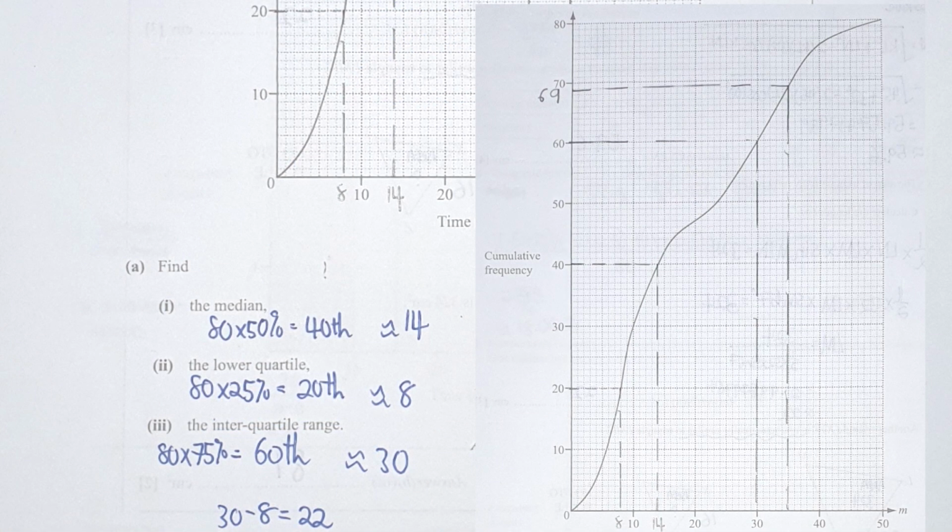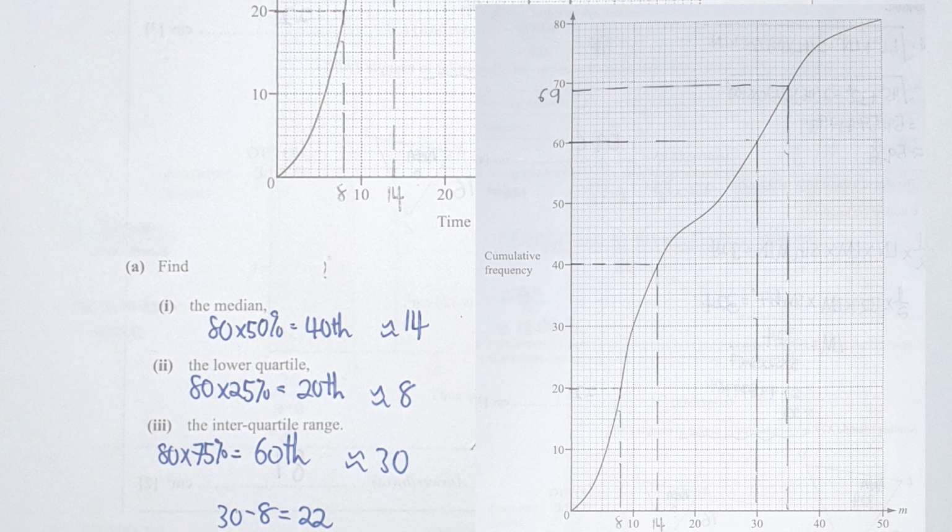Question 9. Find the median. As the cumulative frequency graph has been given and drawn for you, all you need to do is to take the total of 80 people times 50%, then you will get the 40th. So from cumulative 40th, you draw it down, it is actually 14.